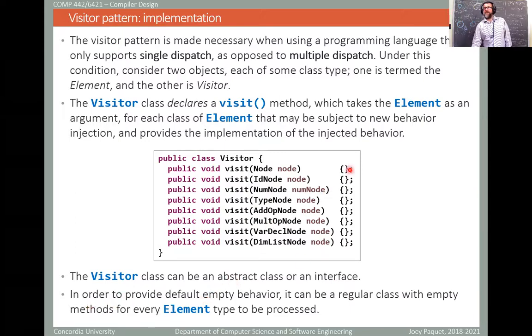So here I have these in order to provide default behavior in the case one of my concrete visitors is not going to implement a behavior for a specific phase. Because I remind you, in a specific phase, there are some nodes for which you will traverse them, but there will be some nodes that will not trigger any semantic action.